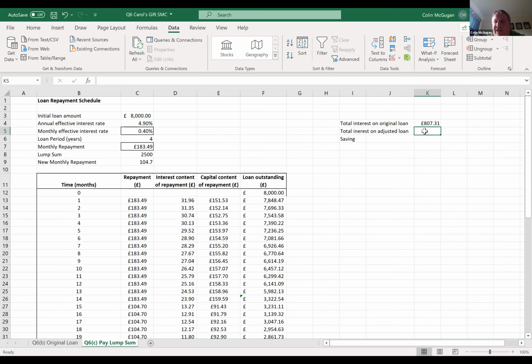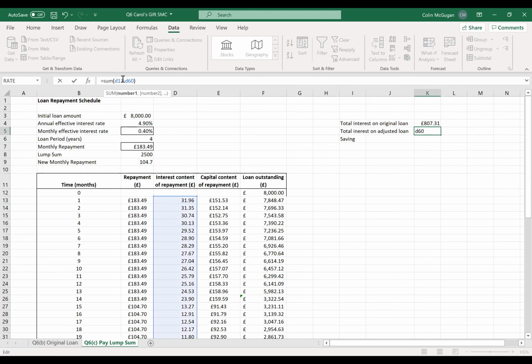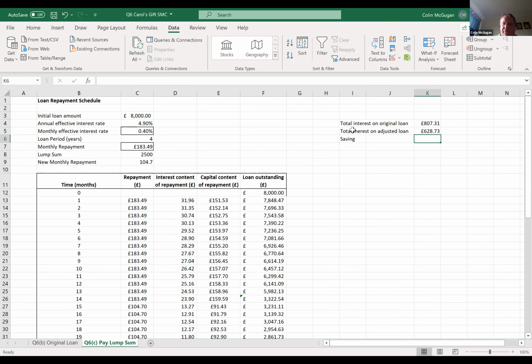So the interest on the original loan is £807.31. The interest on the adjusted loan, well, that's from this column here, from D13 all the way down to D60 again. So in this column here, equals sum D13 to D60. That gives me that. And finally, the saving is just the subtraction of those two. That's it, and that's us answered it.